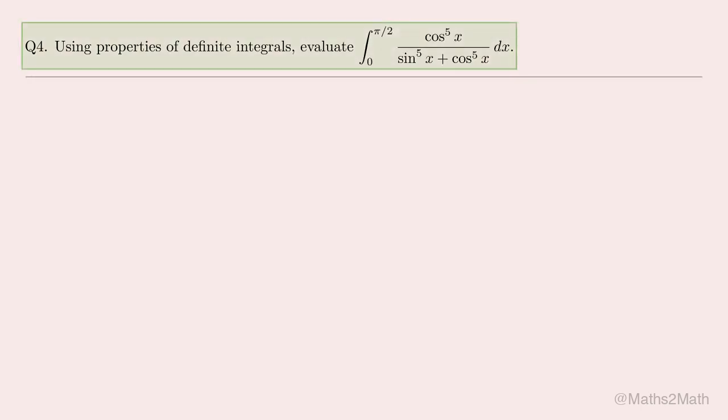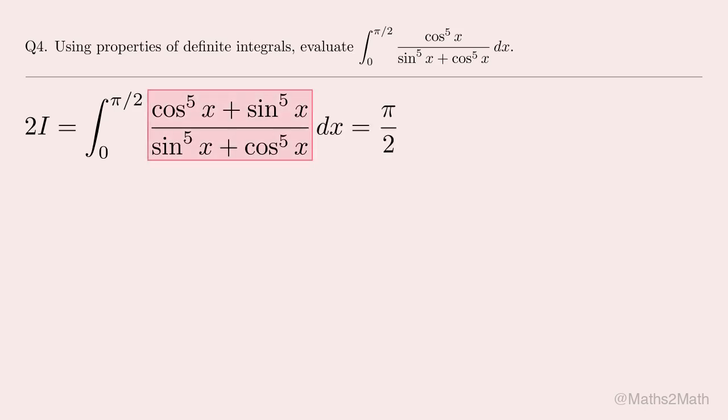Question 4. Fifth powers, cosine on top this time. Identical engine. Reflection swaps the roles. The sum of the two forms integrates 1. Pi over 4 once more.